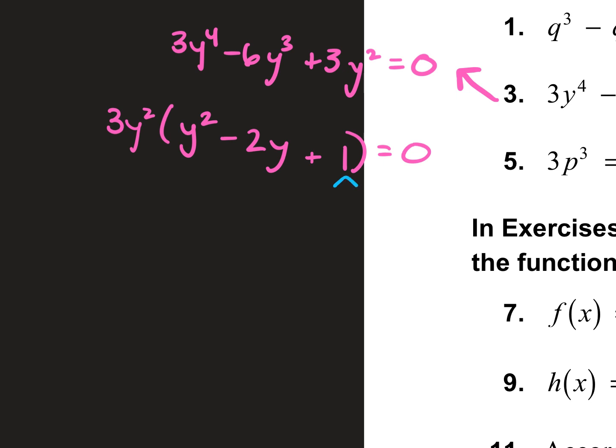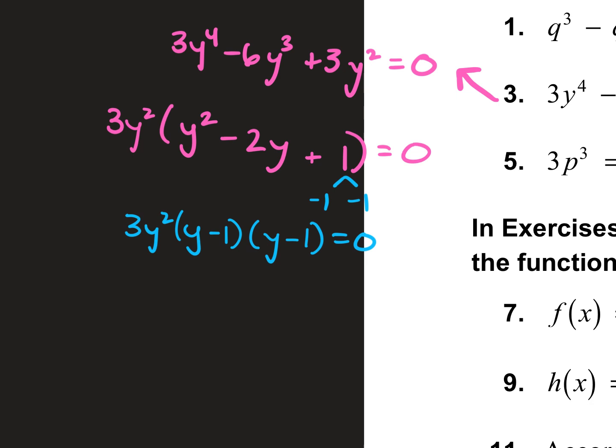What are two factors of 1 that add to -2? -1 and -1, perfect. So y minus 1 and y minus 1. And then don't forget we have 3y squared outside. Now we factored it, but here we need to solve. It says equal to 0, so we need an equal sign in our answer. It has to be y equals. What would we do next?